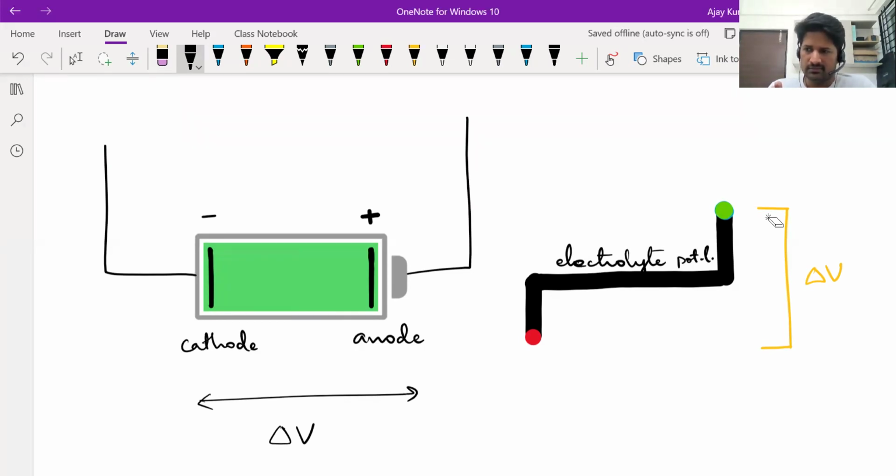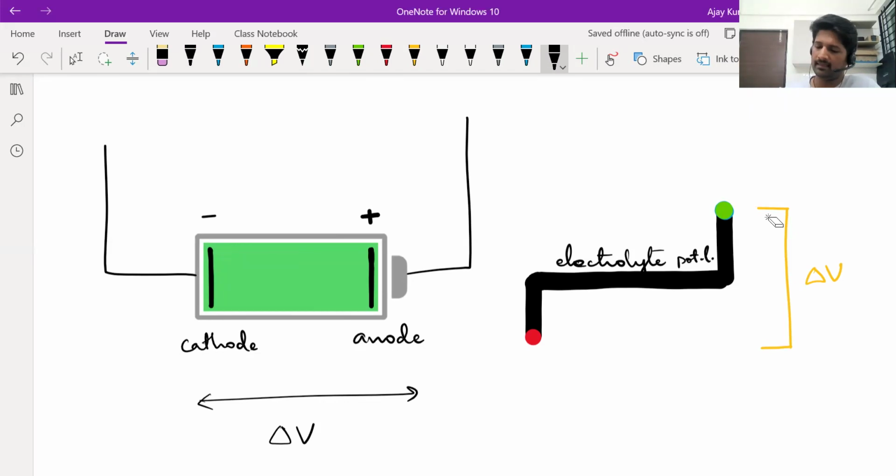Now, when there is no current flowing through a battery, through a cell, the entire electrolyte will be at the same potential. So electrolyte potential will be a horizontal line like this, like what I have drawn in this diagram. All the electrolyte will be at the same potential when no current flows through the battery.